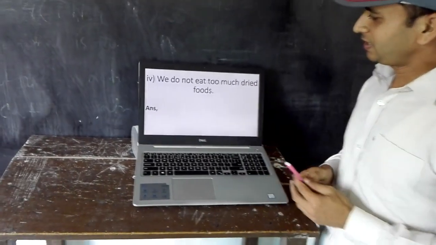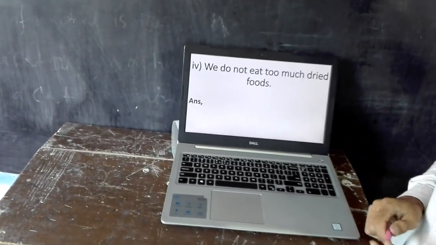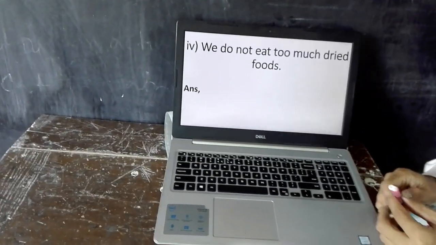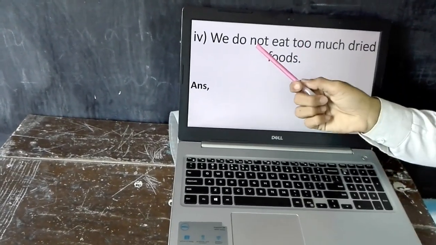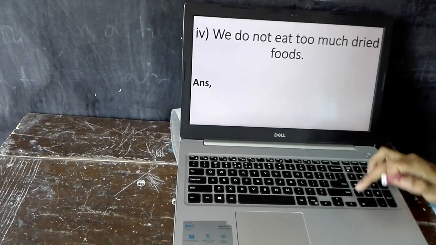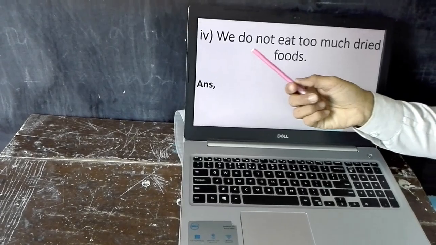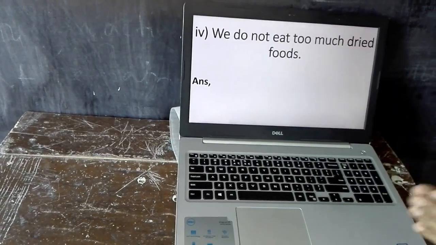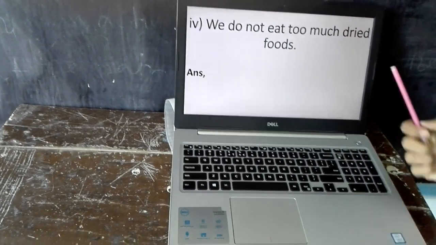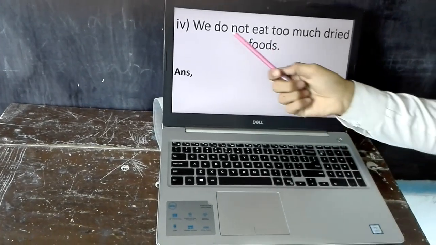This sentence is in the negative mood. Remember, if the sentence is negative, we add the word not with the auxiliary verb. Okay. So here in this sentence, object is not colored. So let's identify the object first.